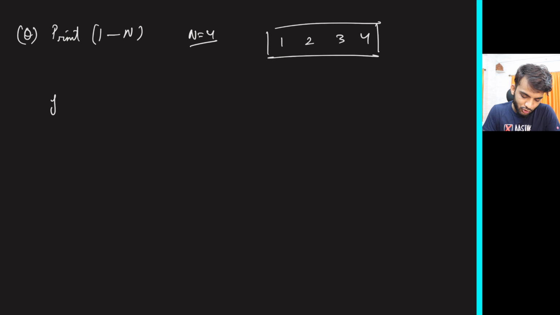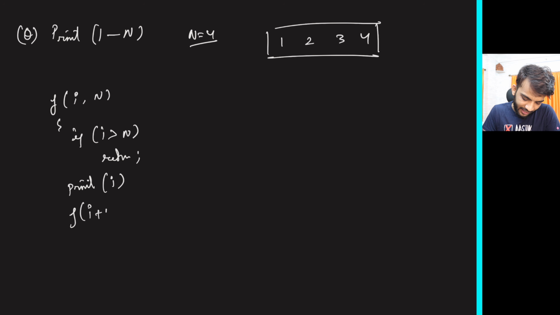If I write down the function, it's going to be f of I comma n, and if I greater than n, you return, and this time the print statement will be executing I, and then you can call f of I plus 1 n. It's a similar one, just in place of the name you can print I, right?